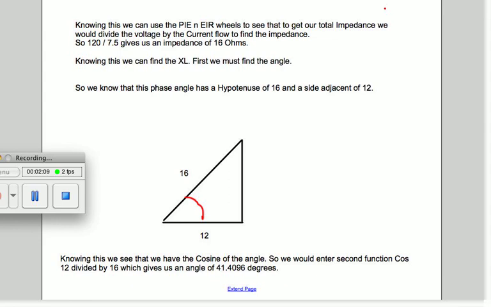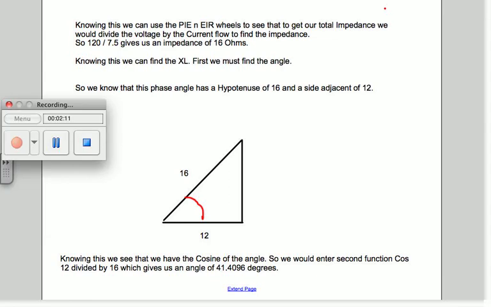Where did I lose my... Why does it disappear when that happens?